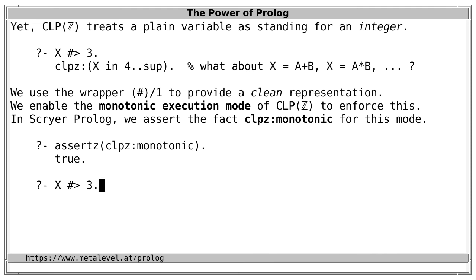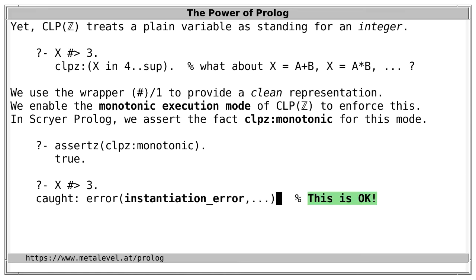And in the monotonic execution mode, if we post is there any X for which X greater than 3 holds, we get an instantiation error, which is perfectly okay. It simply means that the argument is insufficiently instantiated to give a definitive answer, and also in this case terminate. Because clearly for completeness, Scryer Prolog would have to enumerate all terms, also compound expressions, for which this predicate holds.